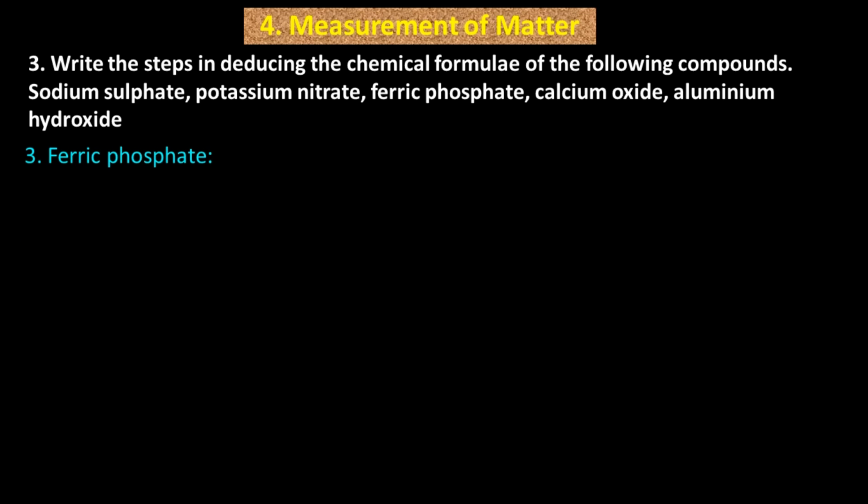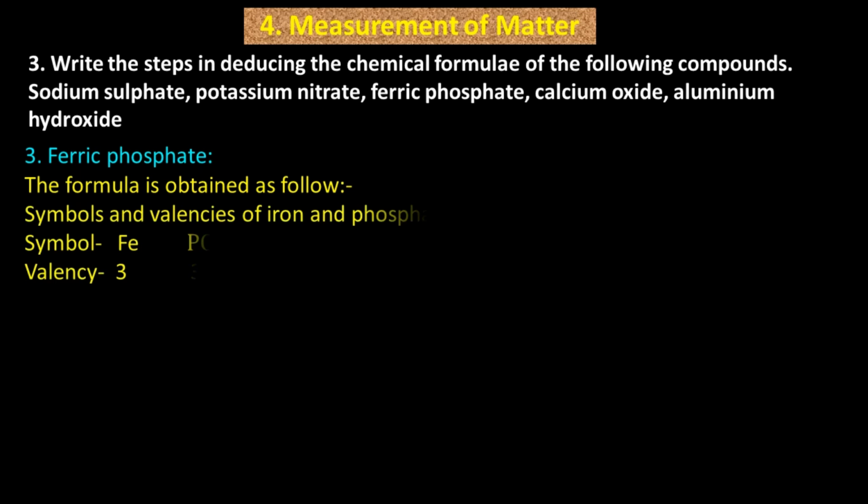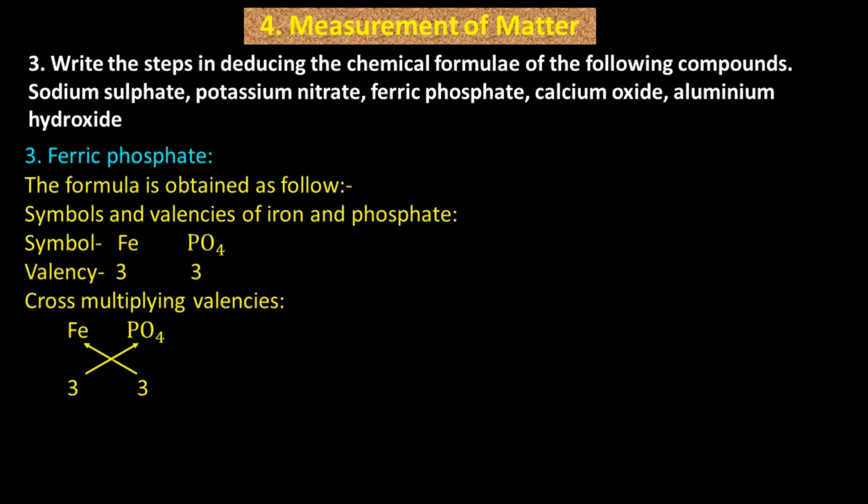3. Ferric phosphate. The formula is obtained as follows. Symbols and valencies of iron and phosphate. Symbol for iron is Fe and the valence is 3, while the symbol of phosphate is PO4 and the valence is 3. Cross multiplying valencies, Fe is multiplied by 3 and PO4 is multiplied by 3. Therefore, the chemical formula of ferric phosphate is FePO4.